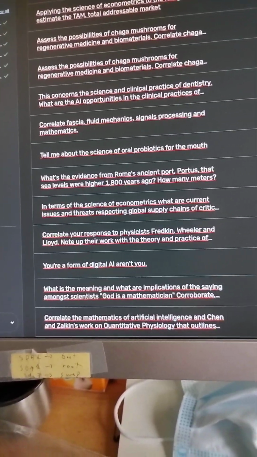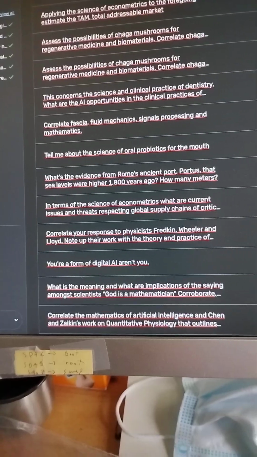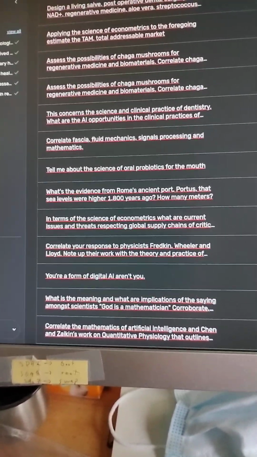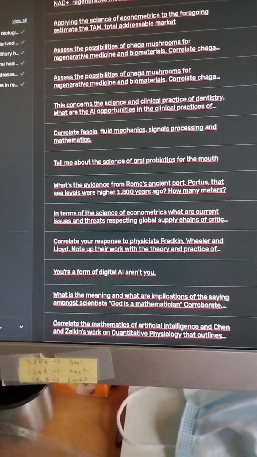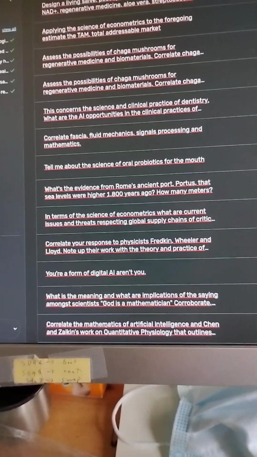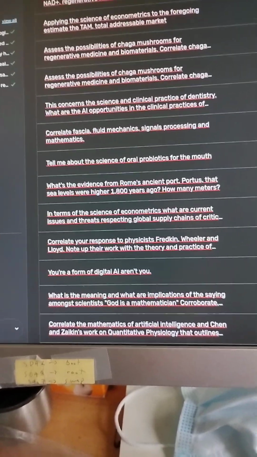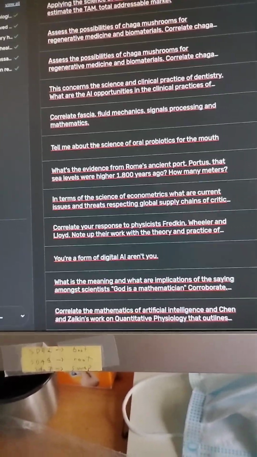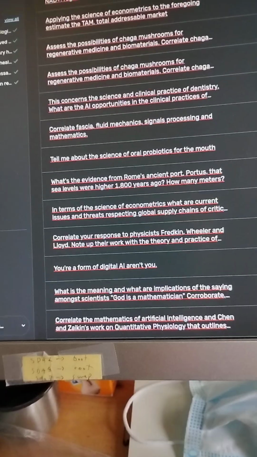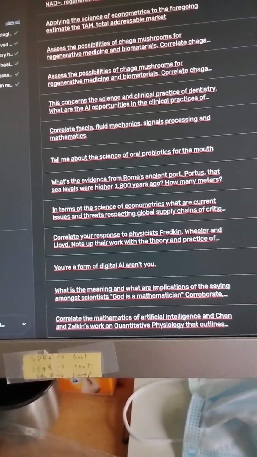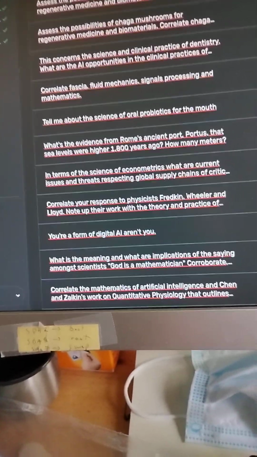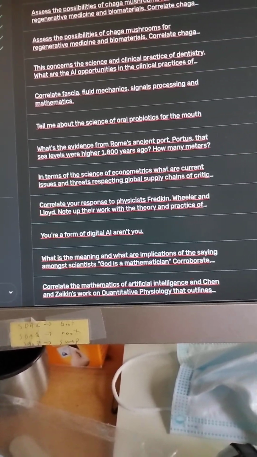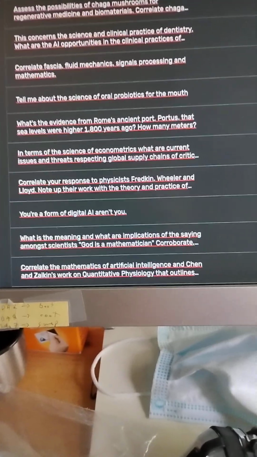Correlate the response to physicists Fredkin, Wheeler, Lloyd, note up their work. It kind of missed the quantum information revolution that's been happening the past few years in quantum computers, and particularly it missed qubits. So that's a pretty big error and omission. You're a form of digital AI, aren't you? Actually, ChatGPT was smarter on both of those, believe it or not. What is the meaning and what are the implications of saying among scientists God is a mathematician? It did a pretty good job on that.